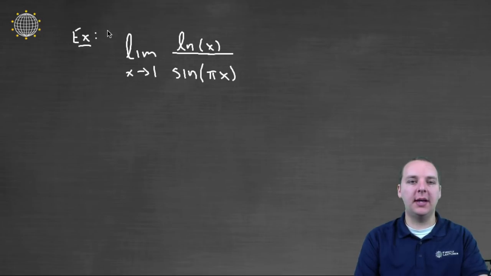In this example, we're being asked to take the limit as x approaches 1 for the natural log of x divided by sine of pi x. All right, so it's a pretty typical limit problem.